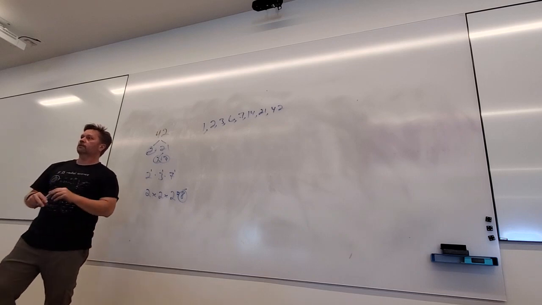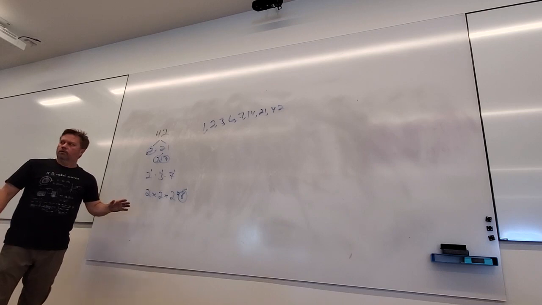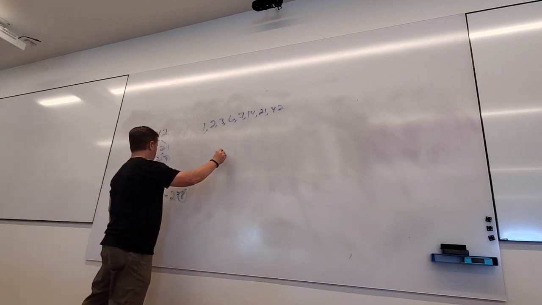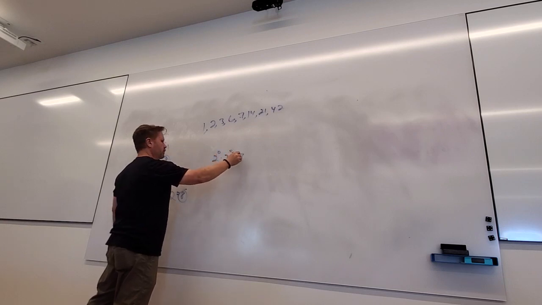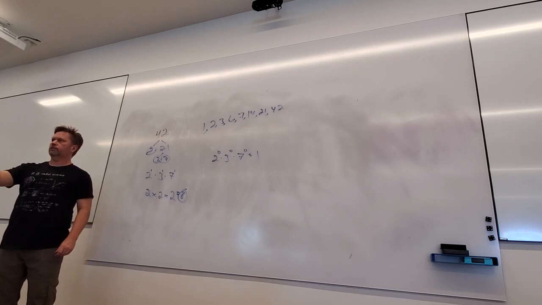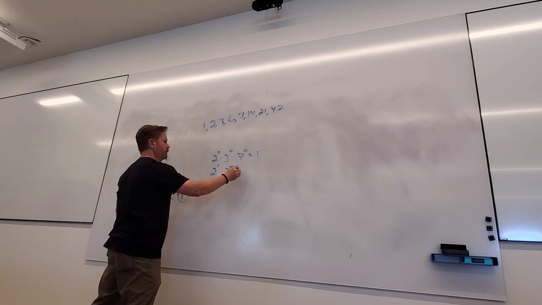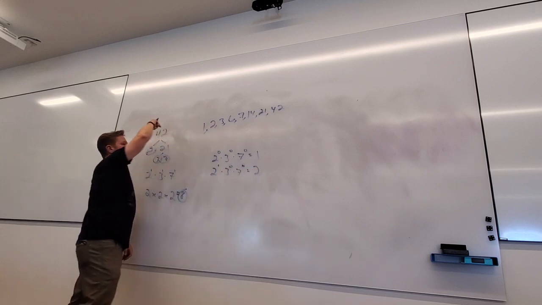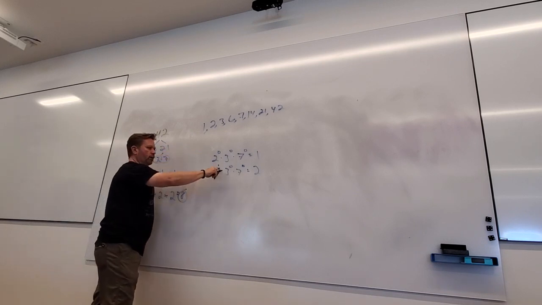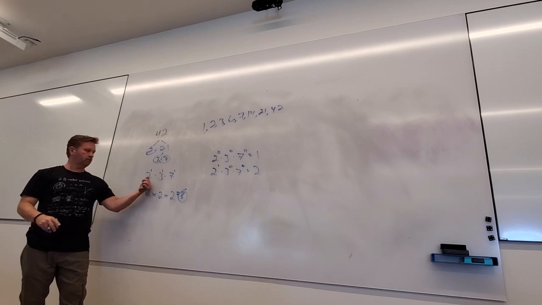Can you just go back to the 2 times 2 times 2? What do you mean by options? Okay. So it could be no 2s, no 3s, no 7s. So 1 is a factor of 42, correct? It could be 1 2, no 3s, no 7s. And 2 is a factor of 42, right? Okay. Could I do 2 squared? No, because the most 2s I got is 1, right?